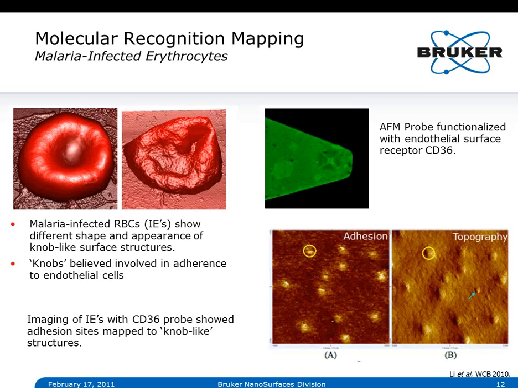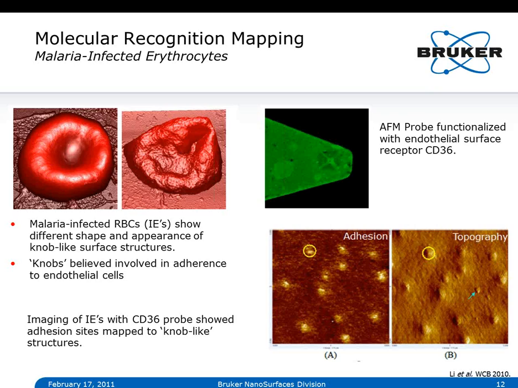Now, skeptics might say immediately, "Oh, well, it's just an artifact," because when you see a knob in the topographic image, you get a bump in adhesion. That's a valid argument. However, you will notice there's a little blue arrow in the topographic image pointing to one topographic bump here.